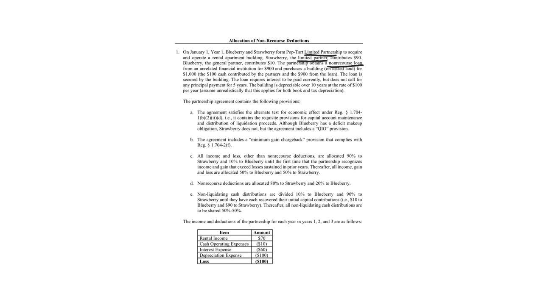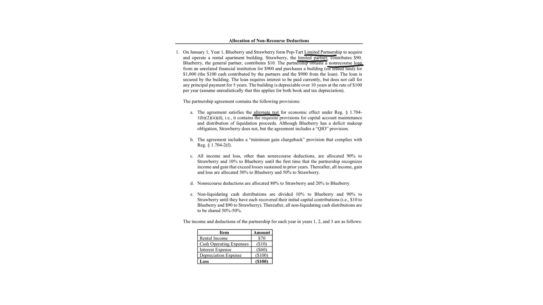So the partnership agreement contains the following provisions, and it's very important to note what's in the partnership agreement. First item, the agreement satisfies the alternate test for economic effect under Reg 1.704-1(b)(2)(ii)(d), meaning it contains all the requisite provisions for capital account maintenance and distribution of liquidation proceeds. Although Blueberry has a deficit makeup obligation, Strawberry does not because Strawberry is, of course, a limited partner. But the agreement does have a QIO, which is one of the requirements for the alternate test.